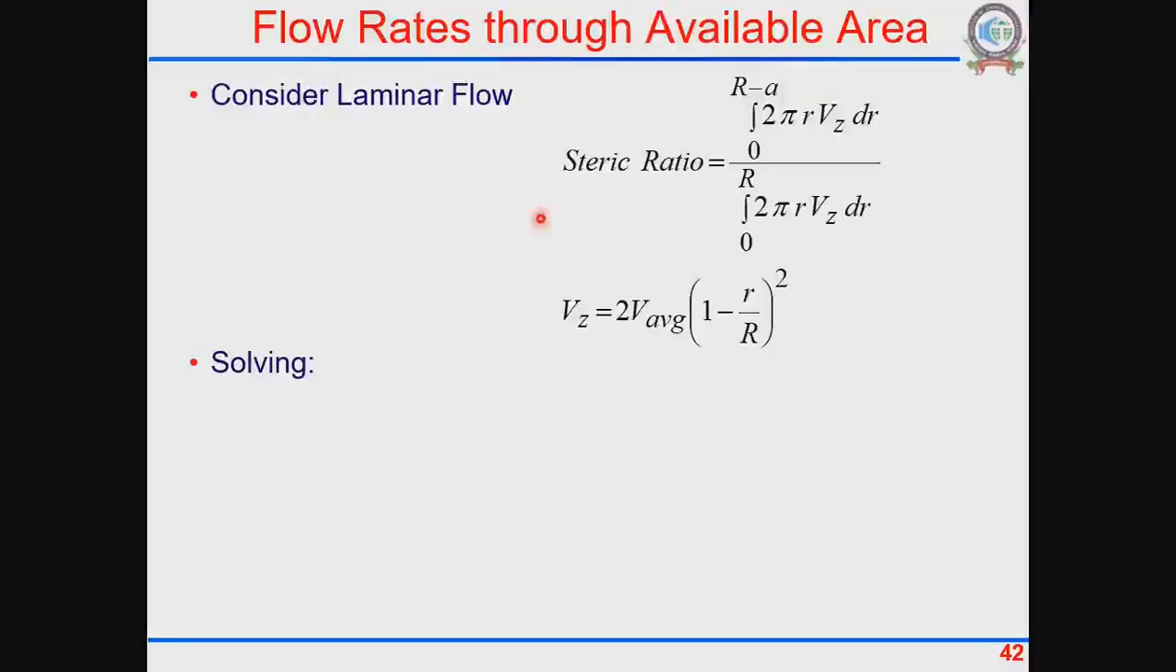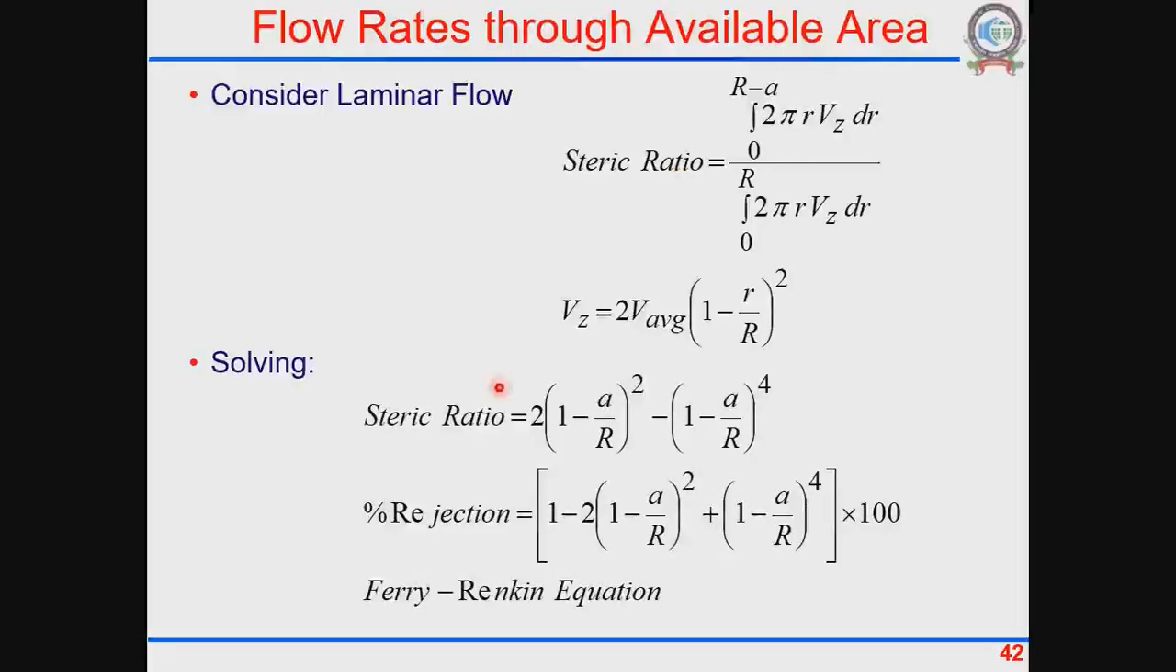Okay, so here is what we are going to do. We are going to define the steric ratio as the volumetric flow rate that will go through the inner circle having radius R minus a, divided by the total flow rate that will go through this whole pore of radius R. If the flow is laminar, the velocity Vz is related to the average velocity and 1 minus (r/R) the whole square. Now at this point you should substitute this Vz here and do the integration in the numerator and denominator and get an expression for the steric ratio yourself. So pause this video, do the integration and calculate the steric ratio.